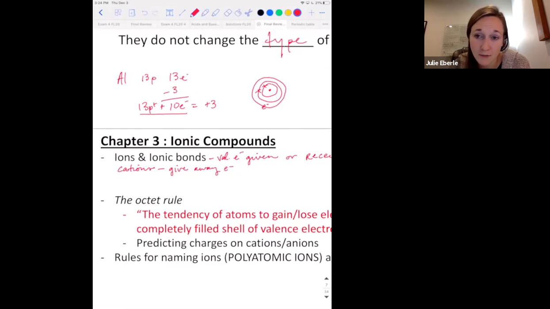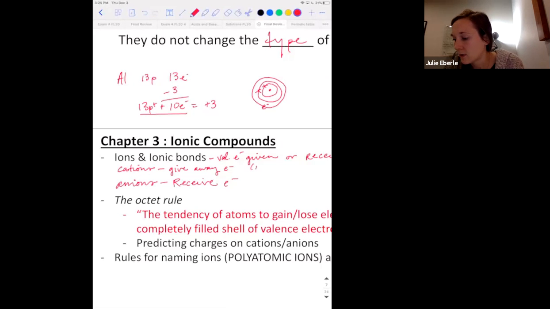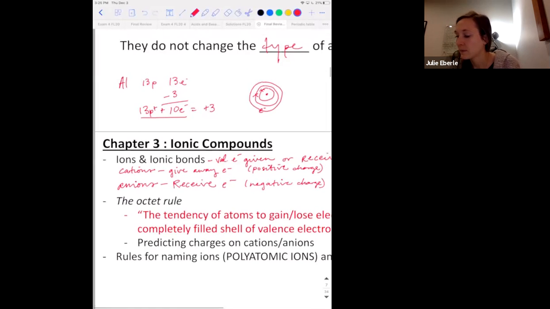Or we could vice versa do it for anions, which receive electrons. Cations have a positive charge overall, and anions have a negative charge overall.